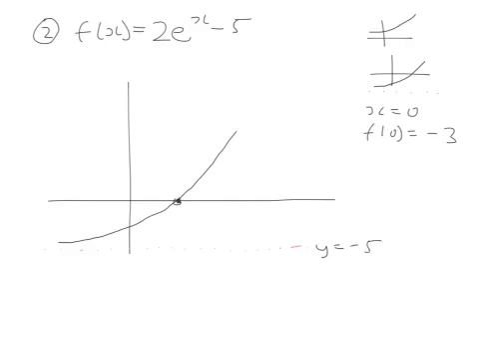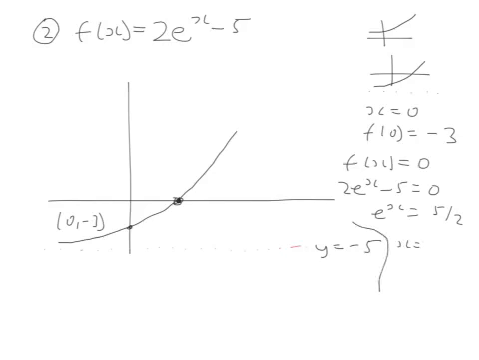This point here we've worked out is 0, minus 3, and we need this point here. That's when f of x equals 0. So if f of x equals 0, then 2e to the x minus 5 equals 0. So e to the x is 5 halves, so x is ln of 5 halves. So this point here is ln of 5 halves, 0. This is the x-axis, this is the y-axis.